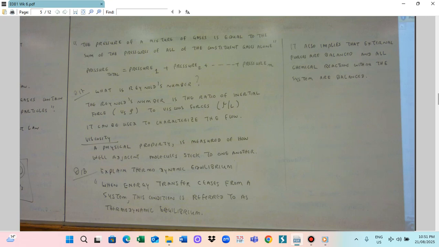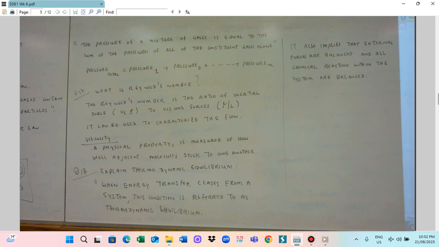The Reynolds number is the ratio of the inertial force, rho V L, to the viscous force, mu, so it characterizes the flow. Depending on the Reynolds number, the flow rate also changes. Viscosity is a physical property, a measure of how well the adjacent molecules stick to one another. So when viscosity is high, the molecules stick and their force is strong.